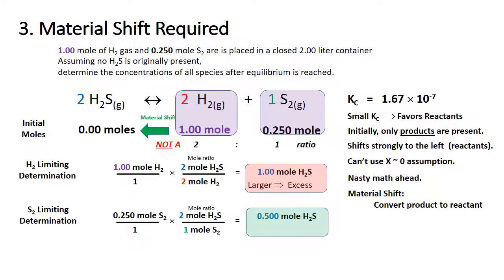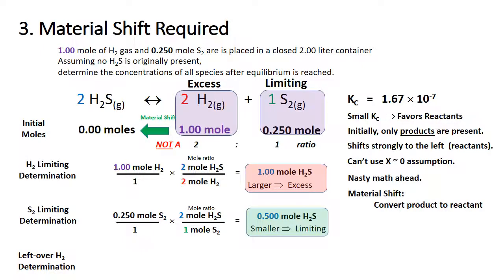Now, the larger prediction is the one that we associate with an excess amount. And so we've been able to determine that the hydrogen, based upon this, is actually the excess. The smaller value, which popped up just a moment ago, is the 0.500 molar H2S that we associate with the limiting reactant, which in this case is the S2. So we now know, based upon our predictions, that the limiting S2 will be converted completely into reactant, whereas we will not be able to use all of the H2.